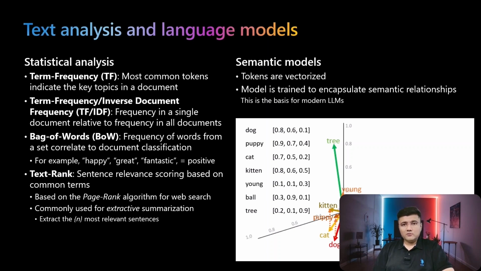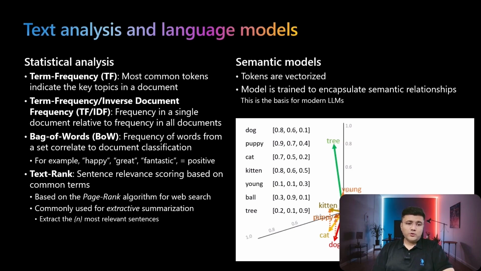It's going to find out which words or tokens are commonly reused again and again inside the document. It's also going to focus on term frequency with inverse document frequency, which is TF-IDF. What is this? This is the frequency in a single document relative to the frequency in all documents. So maybe one particular document is talking about one specific topic, while all other documents are talking about some other topics. Then you also focus on BoW, which is bag of words.